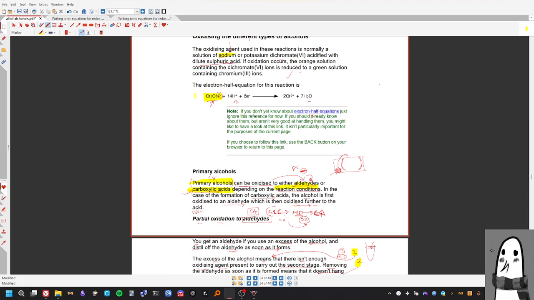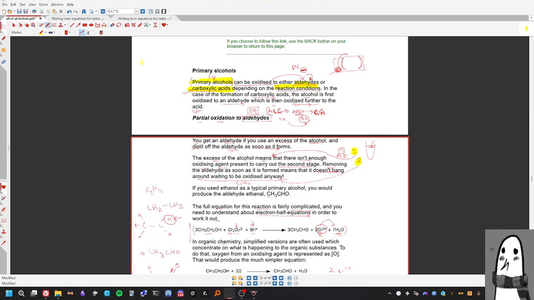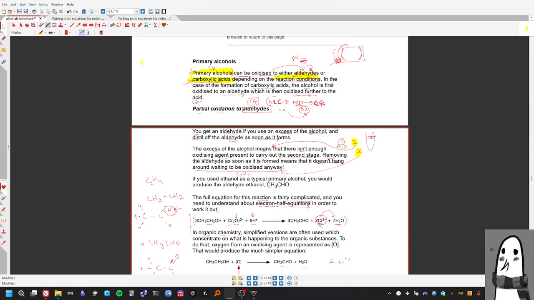See, it's being reduced. That means it is the oxidizing agent. So if you put in an excess of alcohol, there's not going to be enough oxidizing agent to carry out the second step. It's all going to get used up just by doing the alcohol, not even by doing the aldehyde, correct?